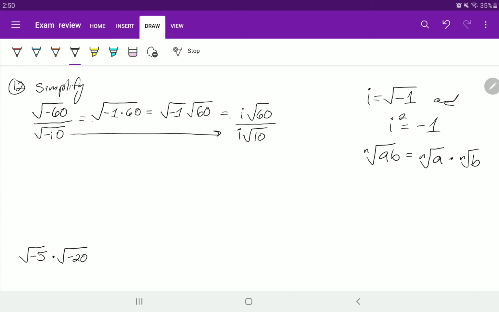The i divided by i simplify each other out. When you're dividing two radicals with the same index, it will be one radical with division under it. Basically, the square root of 60 divided by the square root of 10 could be written as the square root of 60 over 10, which is the square root of 6.